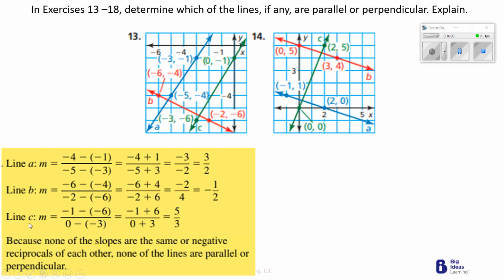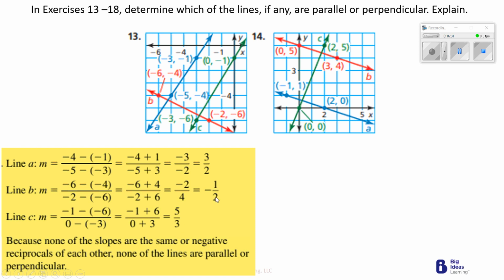Then we have line C. Line C would be this one. We're going to take -1 minus -6, and we're going to take 0 minus... Oh, I'm sorry, we're dealing with the green one here. We're taking -1 minus -6 and 0 minus -3. This is going to give us 5 over 3.